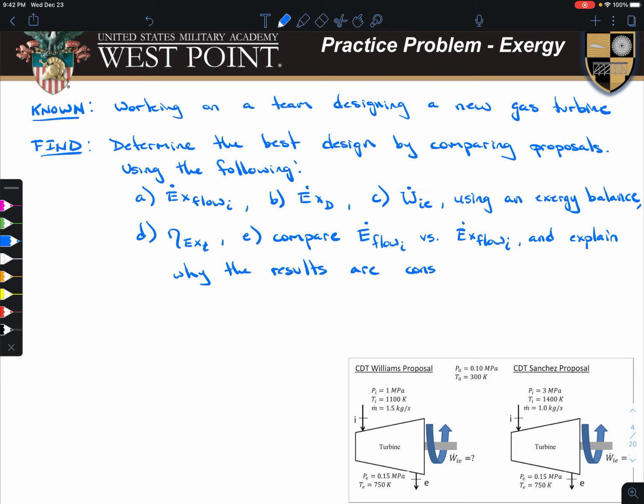Why they are consistent with the work that is produced by each of the proposed turbines. Consistent with work. So I'm doing this a little bit because of space constraints. Normally my diagram and data would land right below this, but I'm going to put it over here on the bottom right for the sake of space.